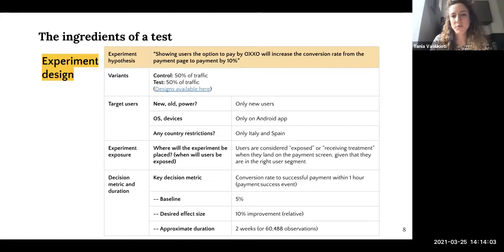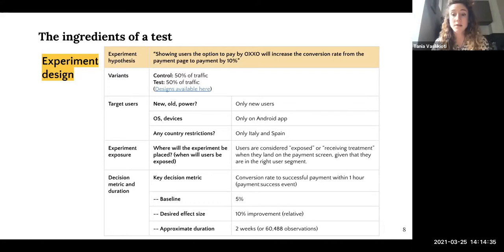And then, as we said before, we need to know the key decision metric. So what is the metric that will tell us if the experiment was good or not, or the solution was good or not? We need to know the baseline, which of course we can calculate from our past data. We need to make a hypothesized desired effect size, which is plugged into different calculations later on. And then with all of these ingredients, we can also make an approximate estimation of the duration of the experiment.